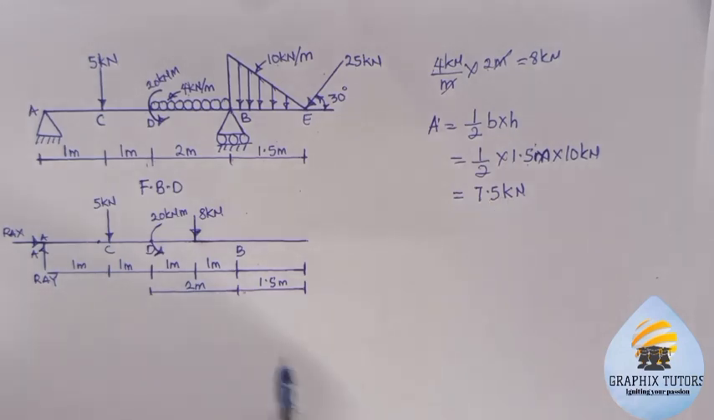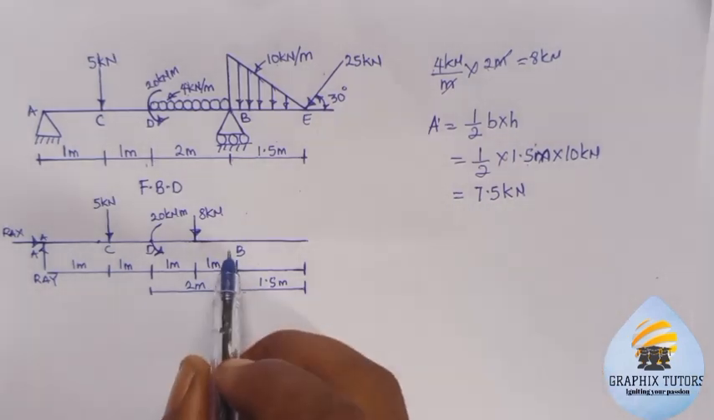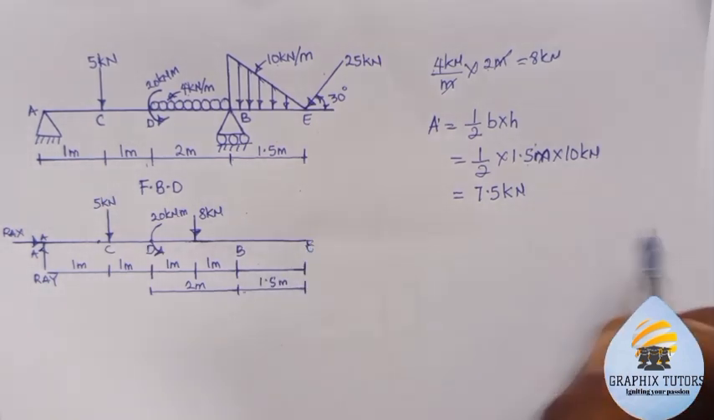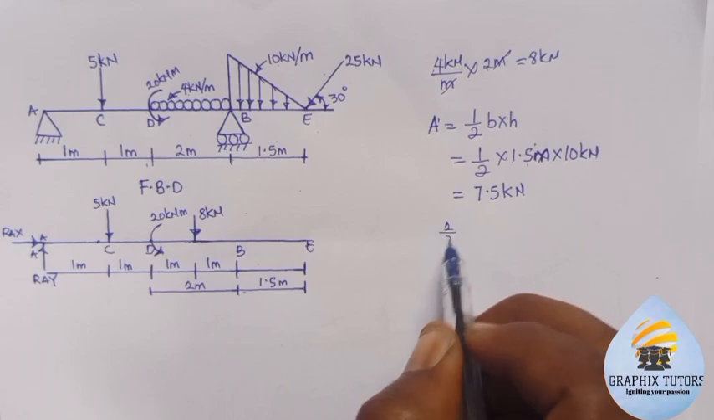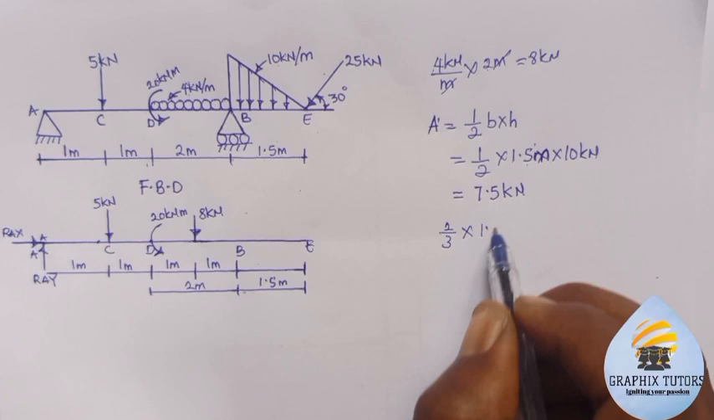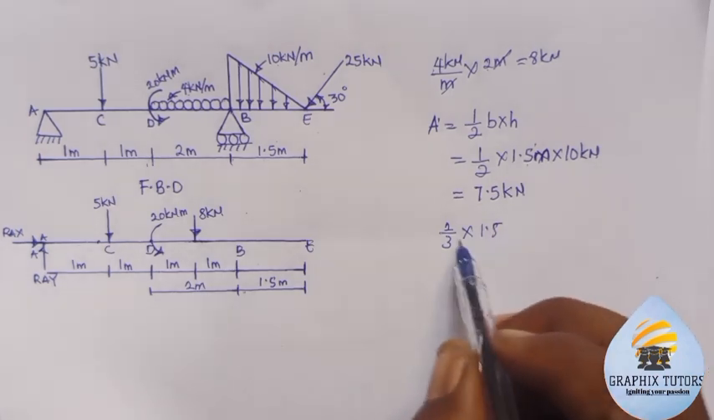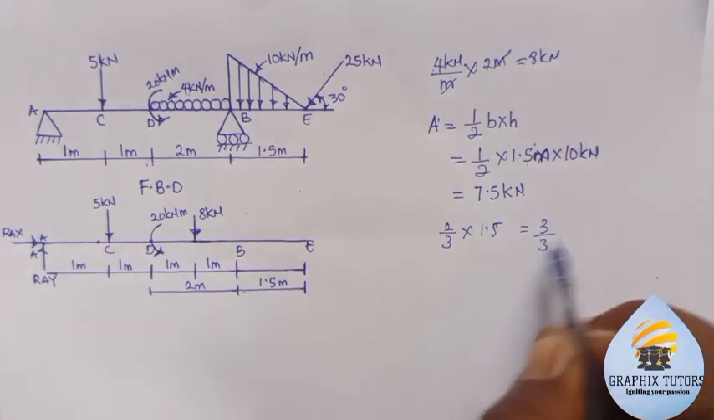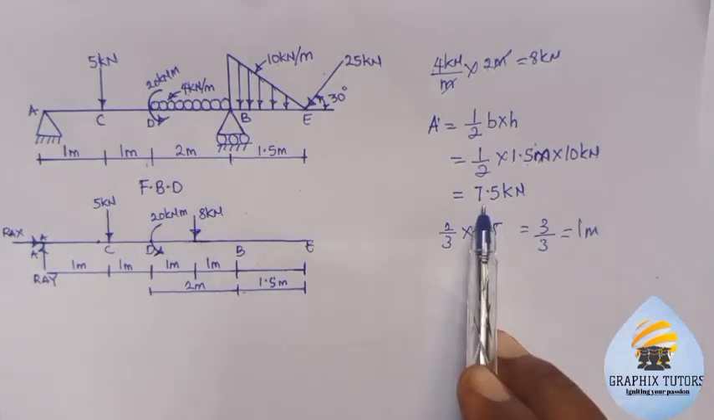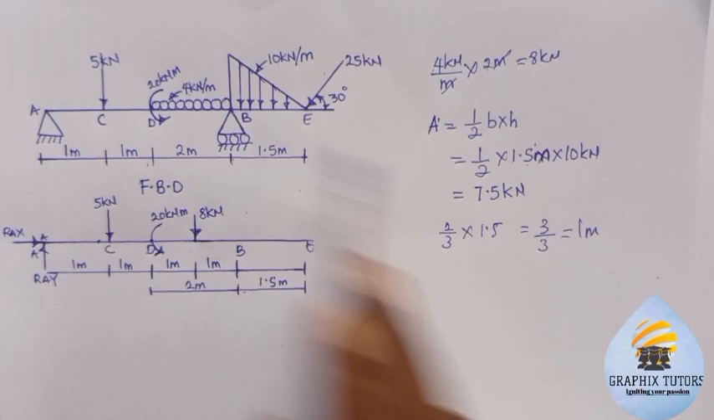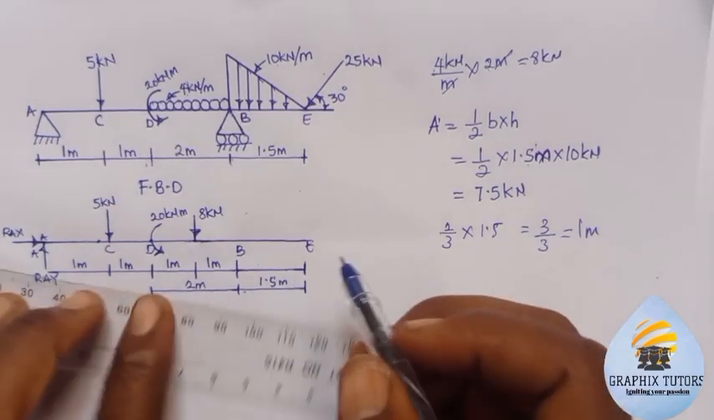7.5, right? So that 7.5, where will it be located along this distance BE? We will use 2 over 3 multiplied by the length. What is the length? The length is 1.5. Right? So when we do that, 2 times 1.5 over 3 will give us 1 meter. So the distance at which this 7.5 kilonewton will be located from the head here is 1 meter.